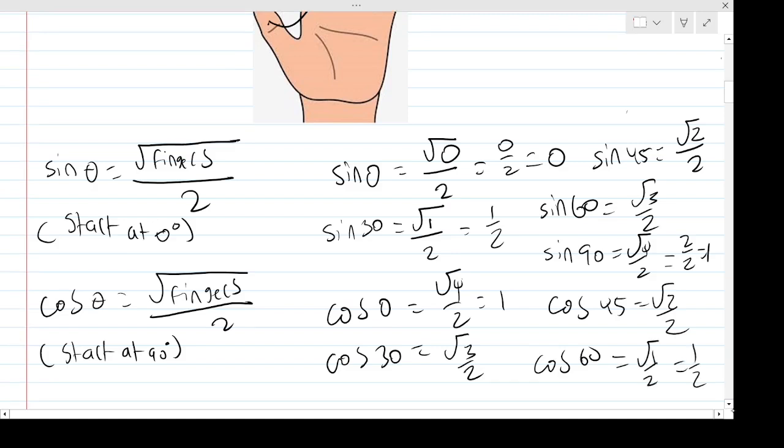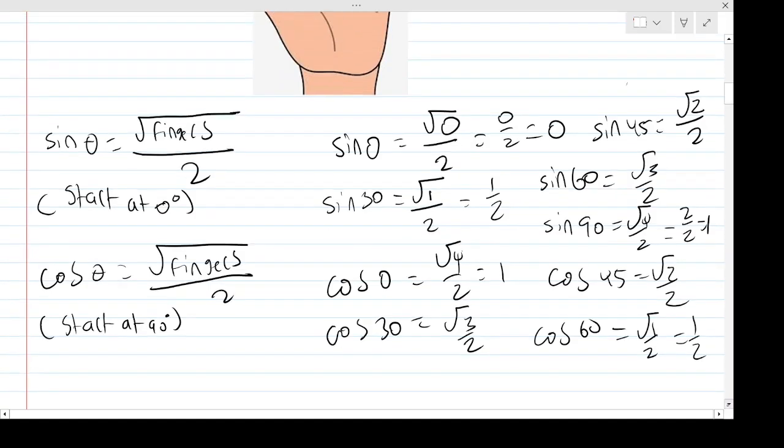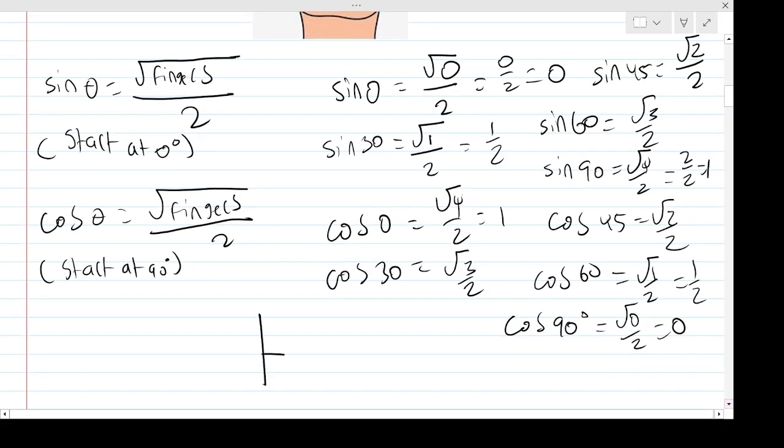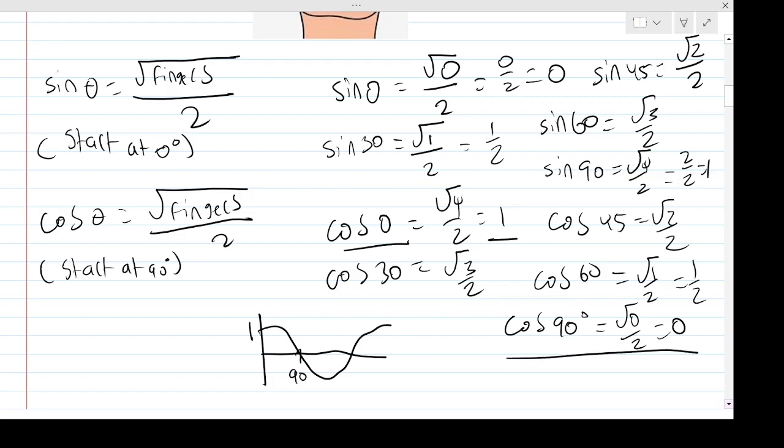And lastly, cos 90. Well, we start at 90, so it's just 0, right? The finger is 0 over 2, which is just 0, okay? And again, these make sense because if we look at the cos graph, cos 0, well, we start at 1, so hence cos 0 is 1. And at 90 there, we get back to 0, which again, we get cos 90 is 0.